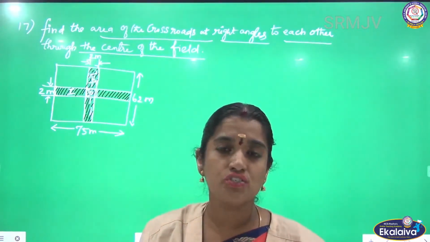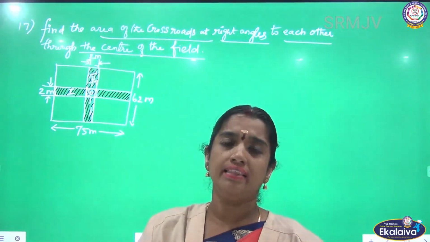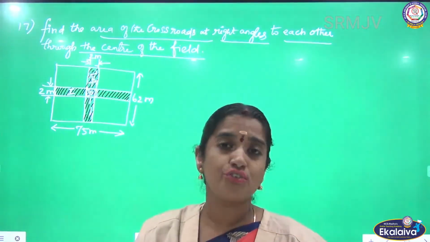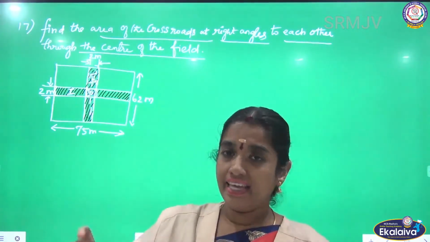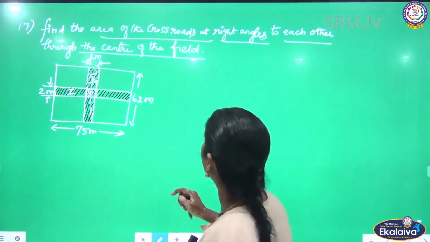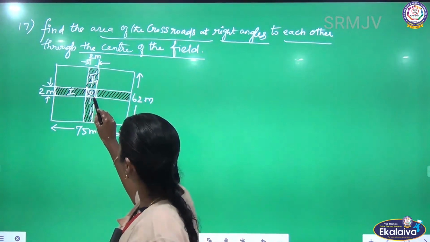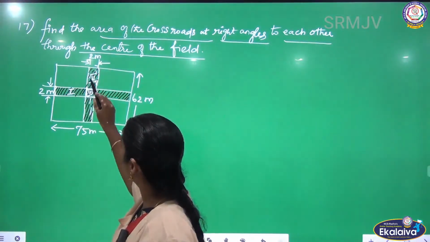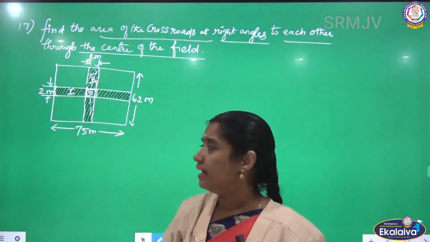Can you understand this, children? They are given the dimensions, length and breadth, as well as the crossroad's length and breadth. The thing I am going to find out, listen, this part I am going to subtract. While adding these two rectangles, I am going to subtract that part. Okay, now listen.